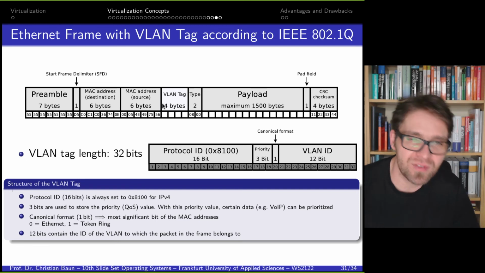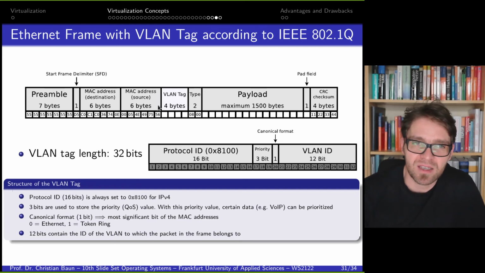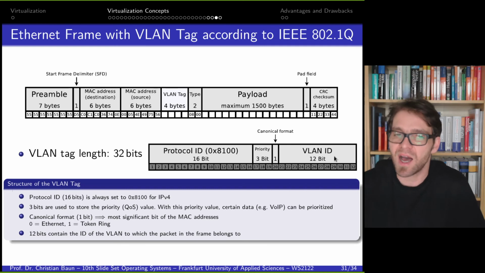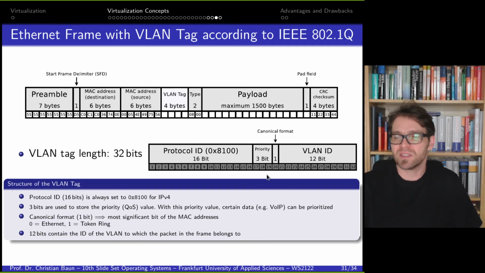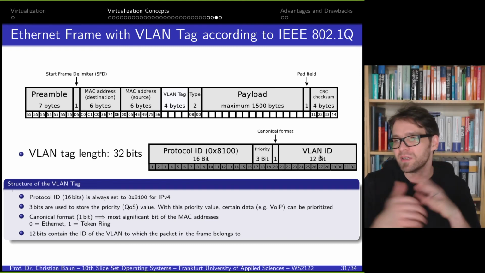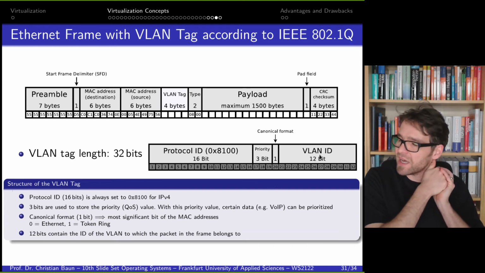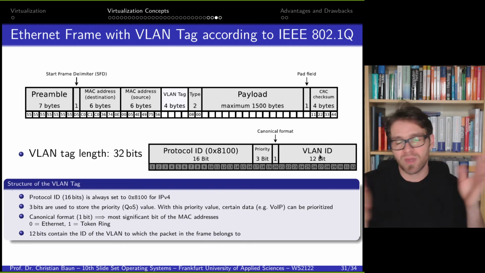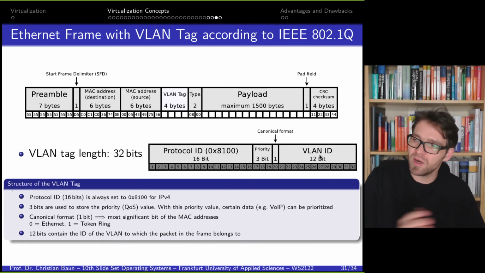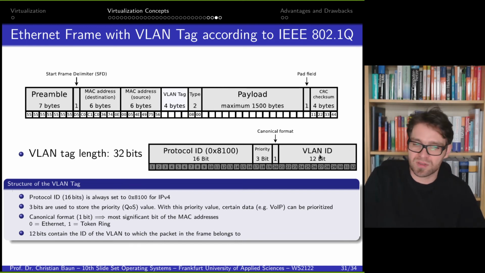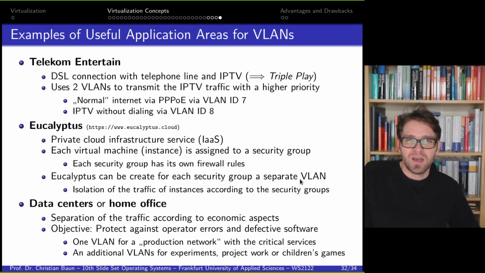So here we have this virtual local area network tag, 4 bytes, and a part of these 4 bytes, so here we can see it, is 12 bits. It's the ID, and here we have priority information, and so we can separate the virtual networks according to their IDs, and we can assign them different priority levels, which is pretty useful if you mix maybe important services and less important services.